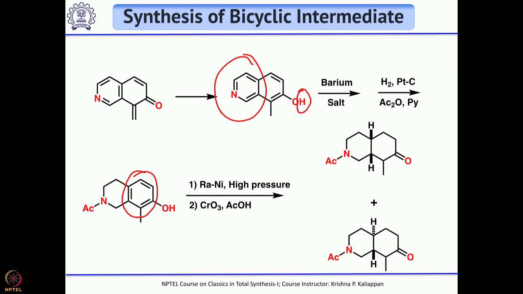So, he got a mixture of these two, where this is the major product, because since you are using high pressure hydrogenation, the cis product should be the major product. So, that was the major product, and that also was crystalline. So, once it is crystalline, it is easy to isolate and proceed further.